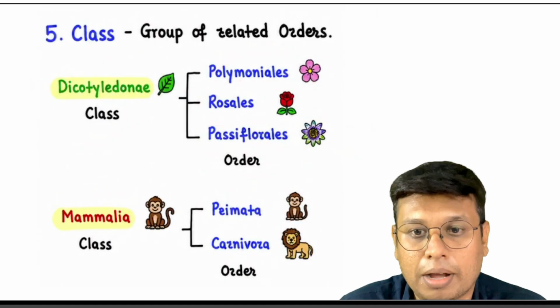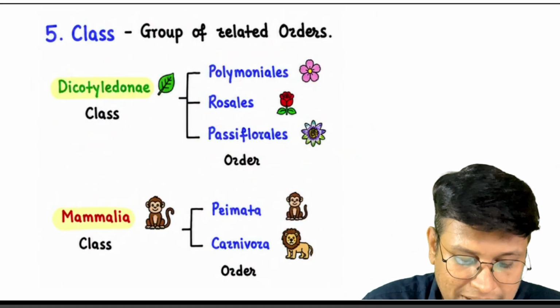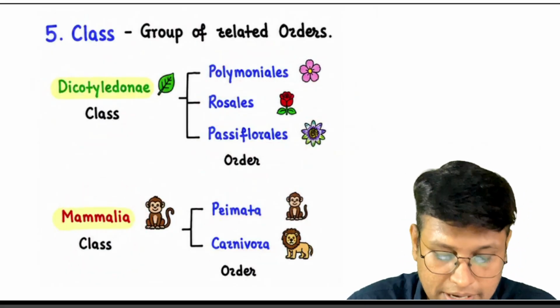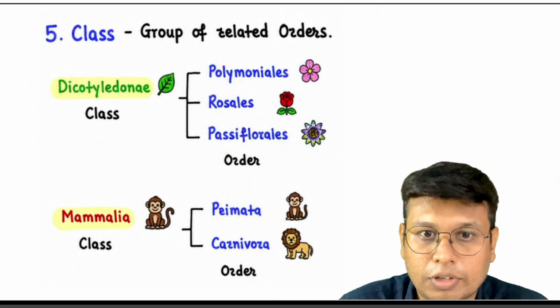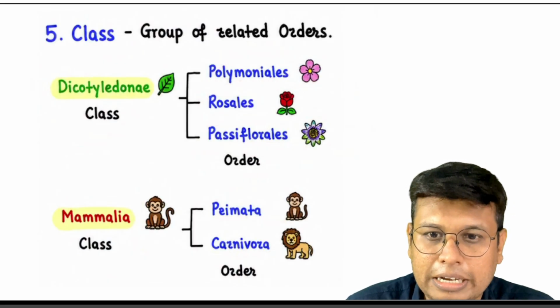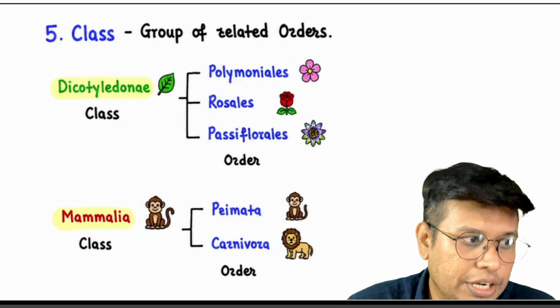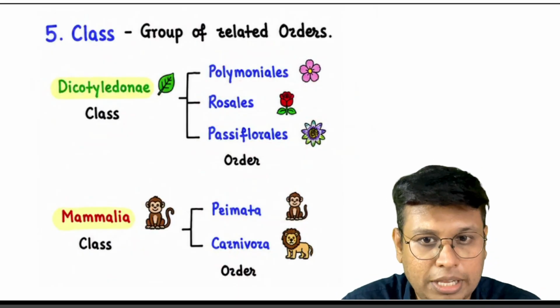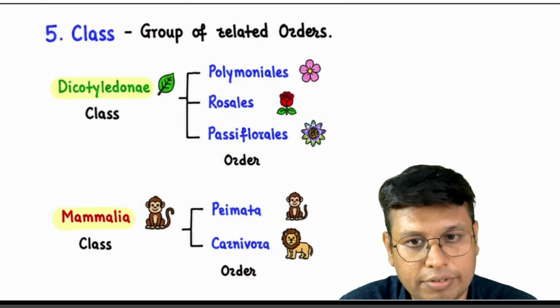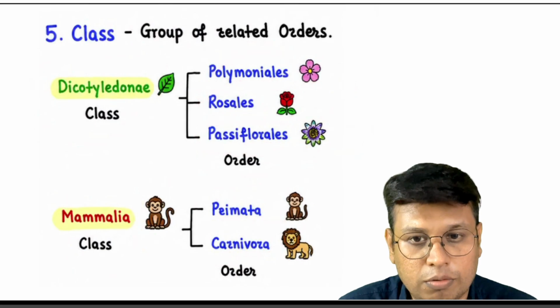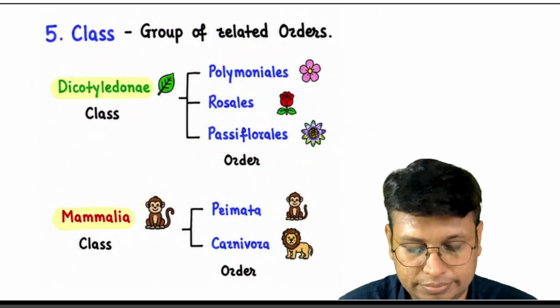Then the Rosales and Passiflorales. Passiflora is Brahmakamala. Next we have Mammalia. In Mammalia we have Primata and Carnivora orders. Okay, this is as simple as it gets. It does not have a criterion such as vegetative or reproductive characters being considered; that relates only to family. Family: both reproductive and vegetative characters. Order: only reproductive. FVROR.